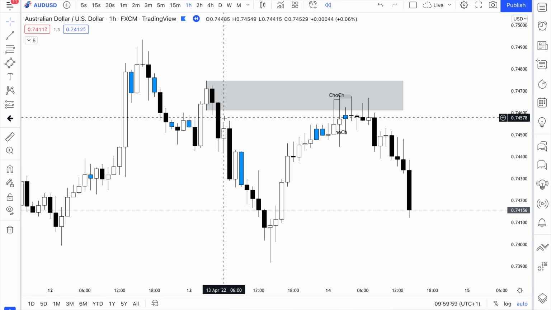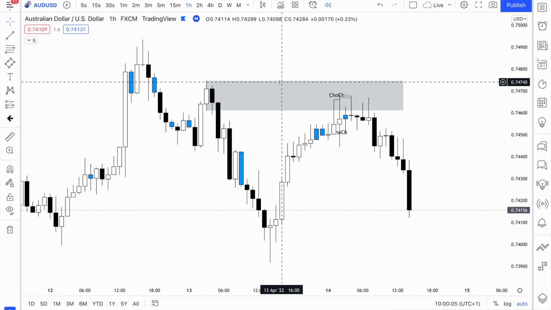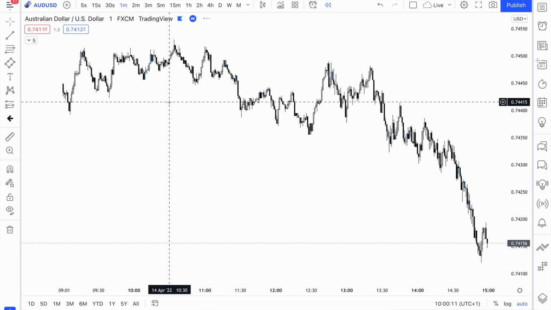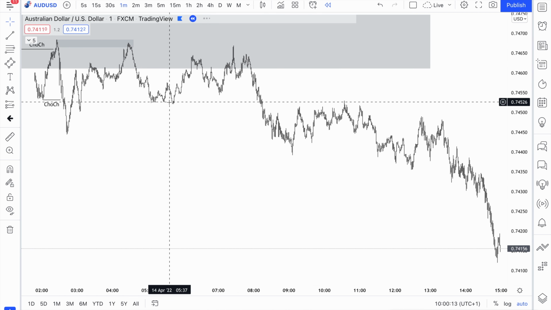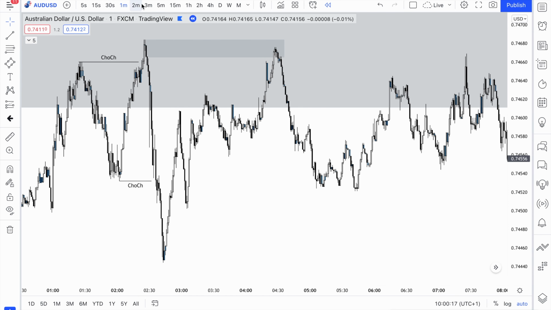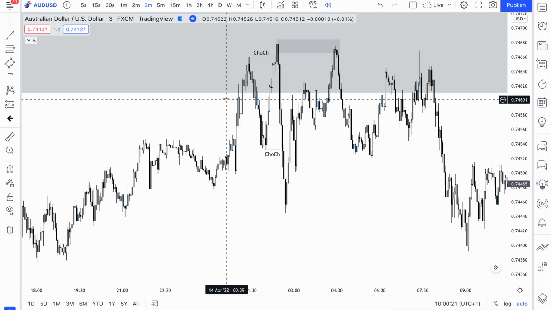We've still got some imbalance needing clearing, so we've got a reason for price to tap back into this supply zone. Now let's drop down to the 1 minute or maybe the 2 minute. Let's have a look, see which is the best one. I believe on this example it is, let's have a look on the 3 minute, 2 minute.